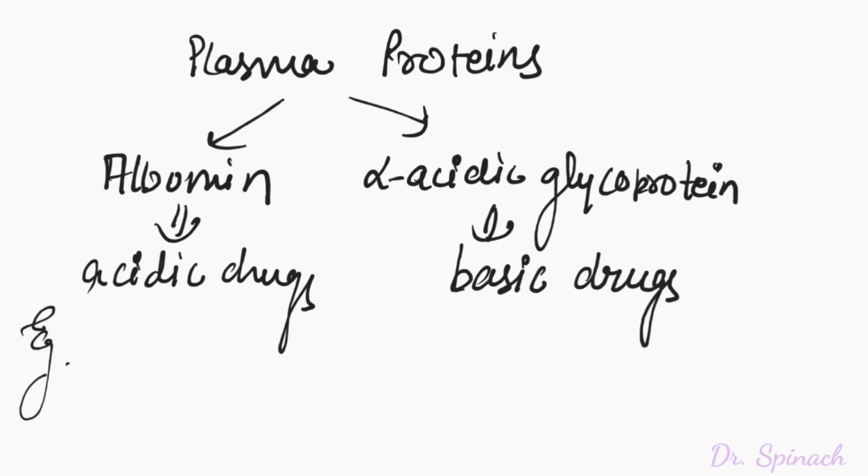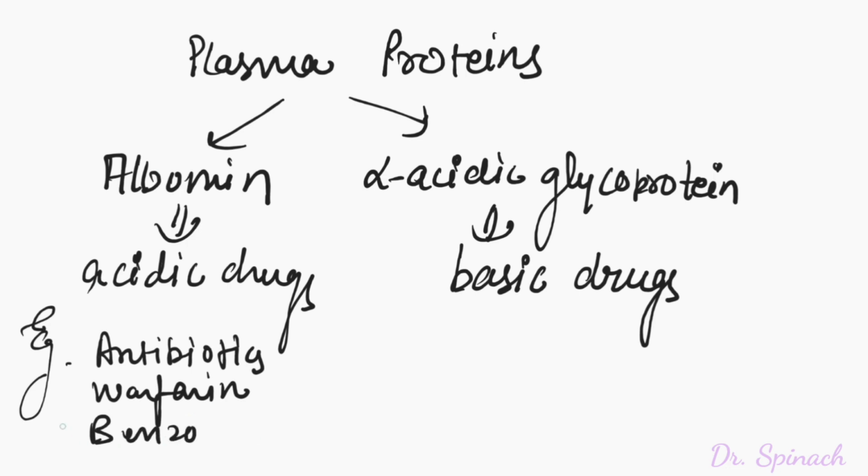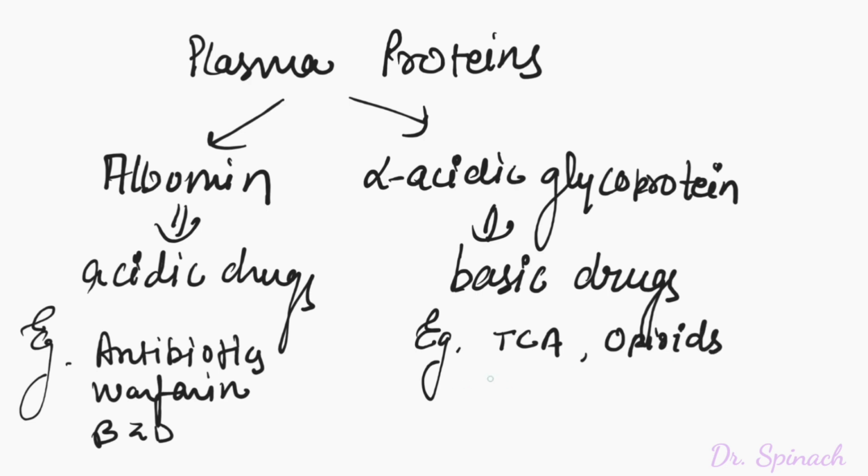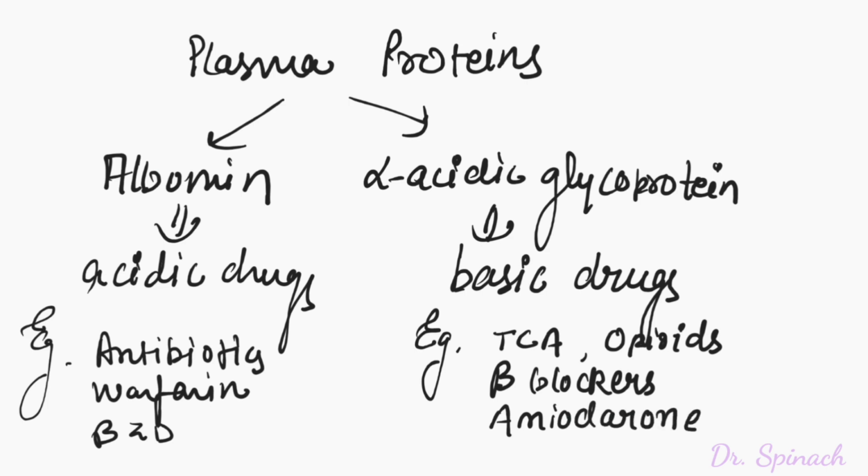The examples of the drugs that bind to albumin are antibiotics such as penicillin, tetracycline, or sulfonamides, warfarin, and benzodiazepines. The examples of the basic drugs include the CNS drugs like tricyclic antidepressants and opioids, and the antiarrhythmic drugs that are beta blockers, amiodarone, and lidocaine.